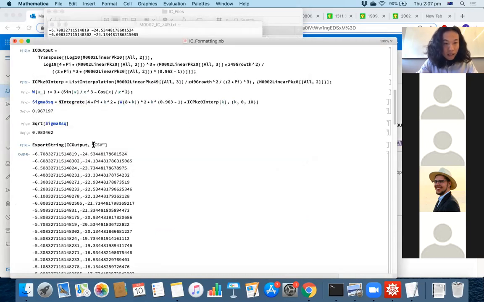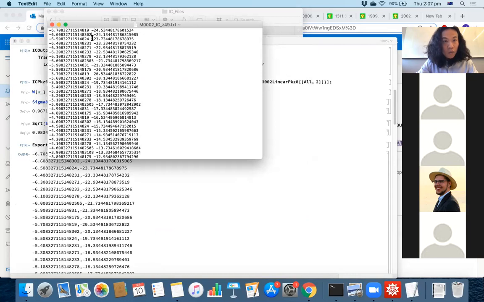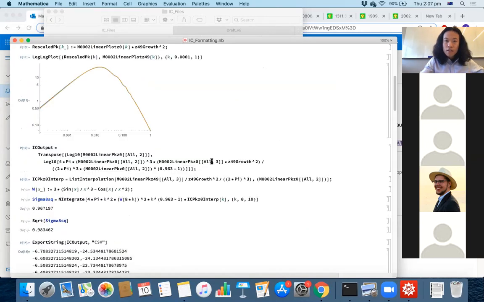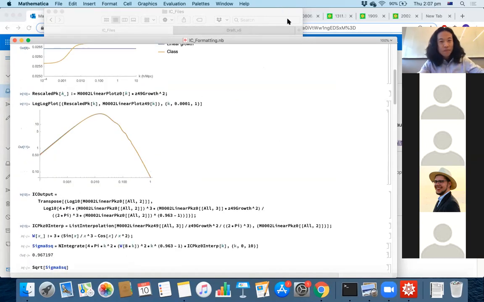Okay, Mathematica gave me a CSV file, but Ngenic wants it delimited by space. So you just have to Control F the commas into spaces. And so this is the file you're going to be putting onto Ngenic. Any questions on this one? Okay.